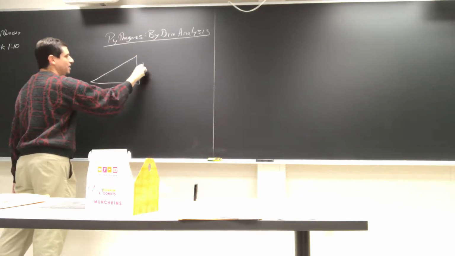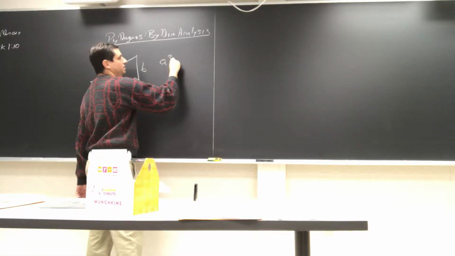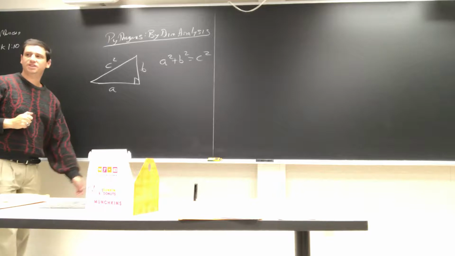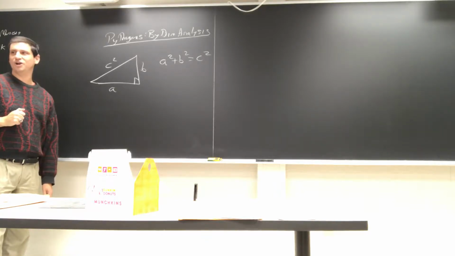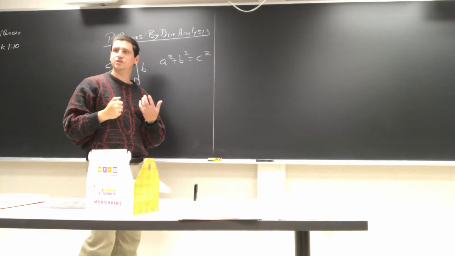I'm assuming by now that everybody knows the Pythagorean theorem. A squared plus b squared equals c squared. Essentially, the only thing that is debatable is how do you draw your triangle, how do you label your sides. So I'm going to give you a dimensional analysis proof.